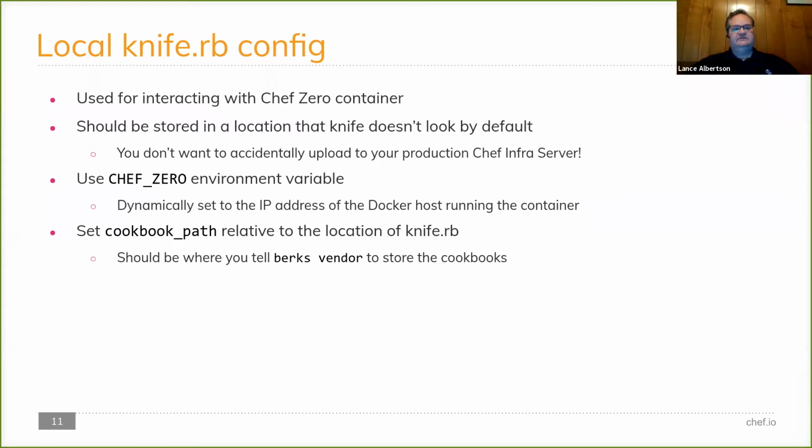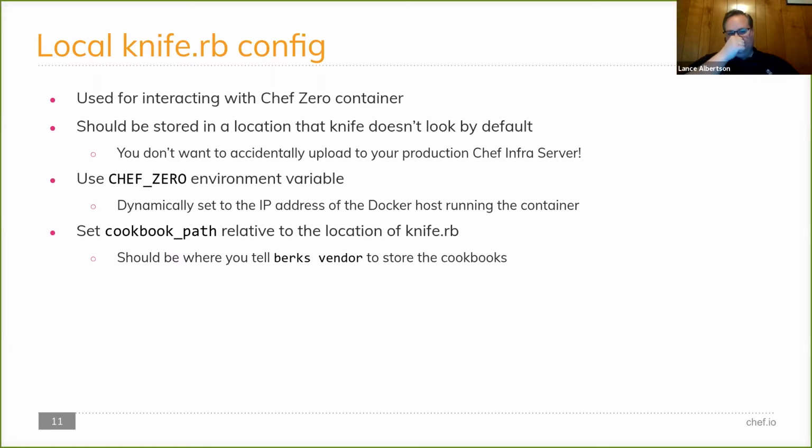So the next part is that you need to have a local knife config so that you can interact with this Chef Zero server. The one thing you want to do is make sure it's not stored in a location that knife might look automatically. You don't want to accidentally run a knife command that uploads everything to your production server if you have things set up that way. So I generally put it in a separate path in the structure, like under test integration, and I think ChefConf or something like that.